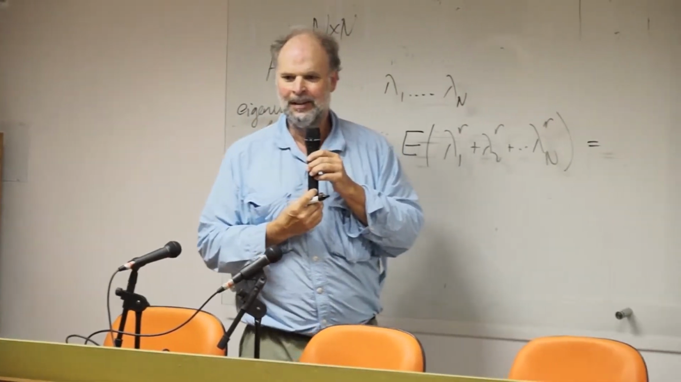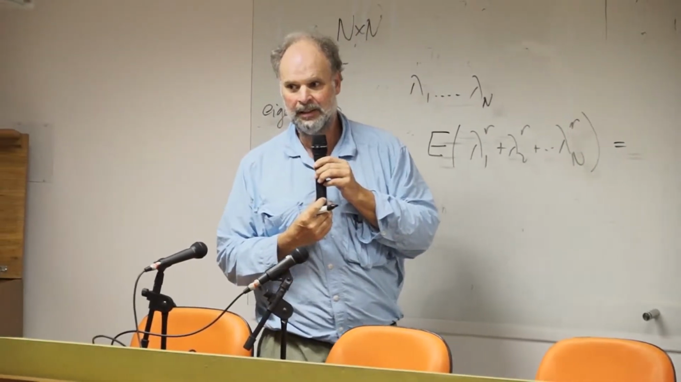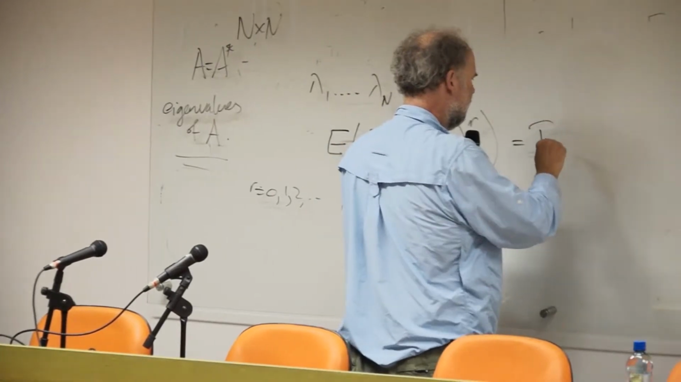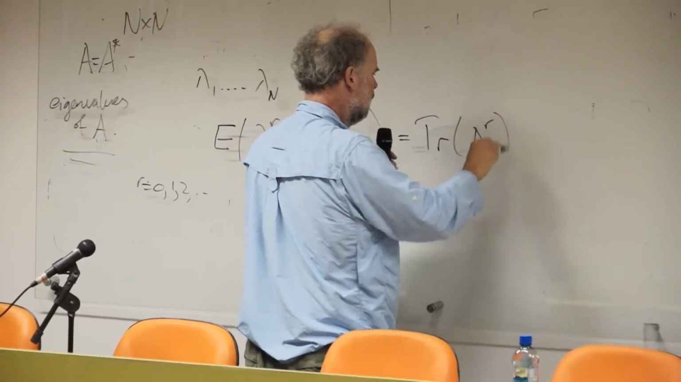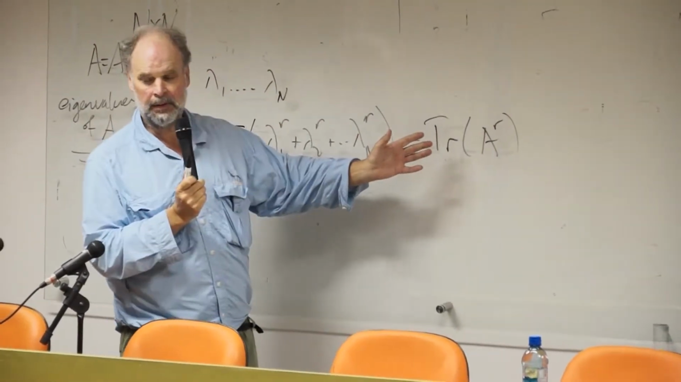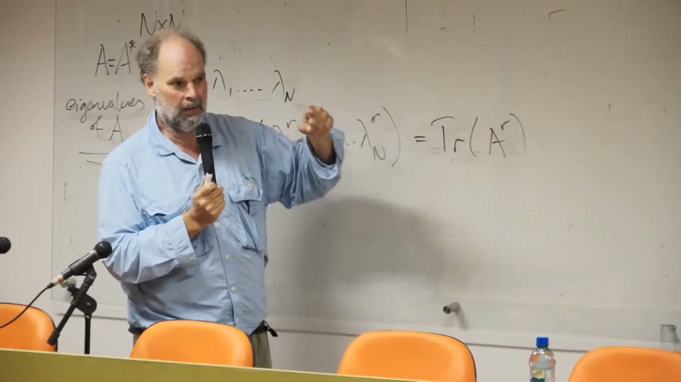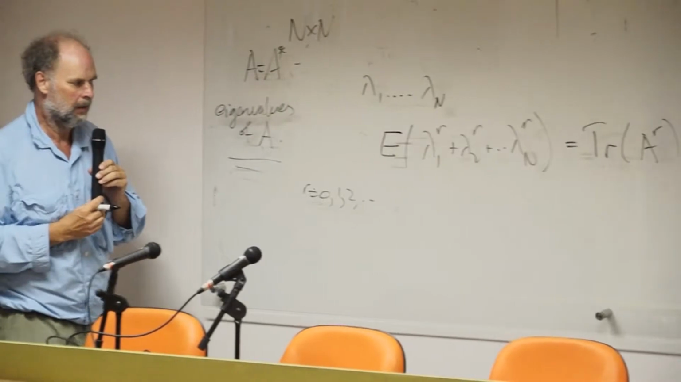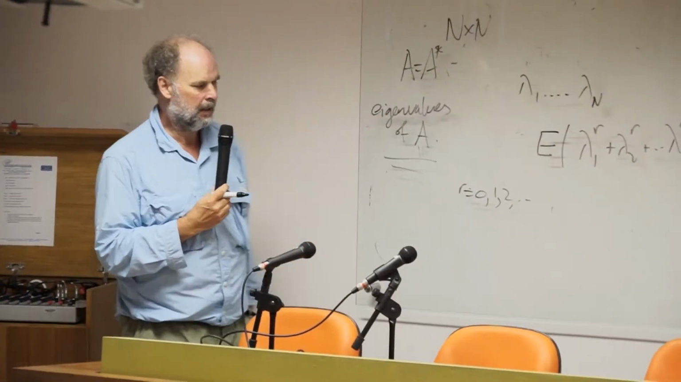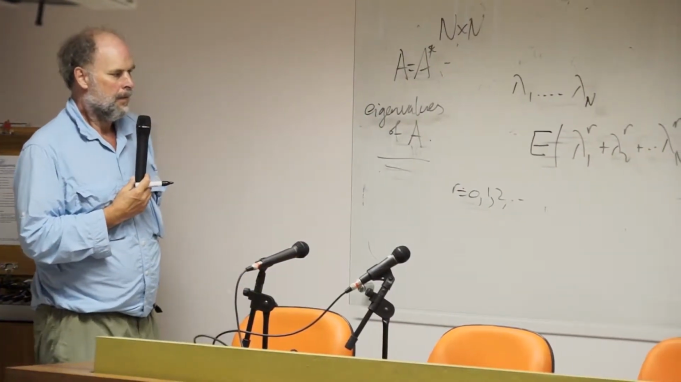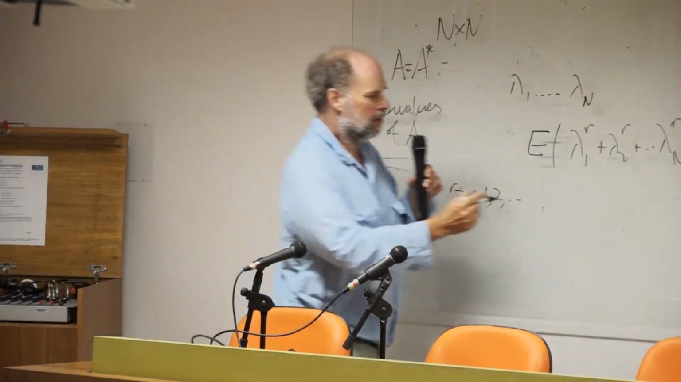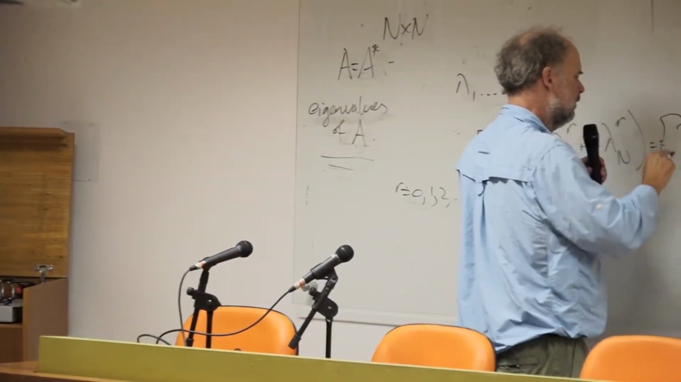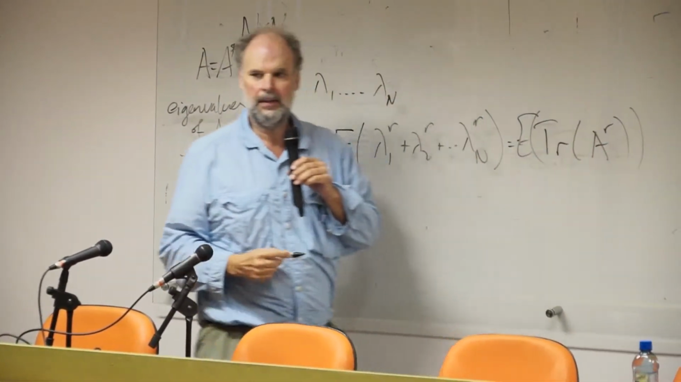Well, I've been softening you up for it, but you didn't know it. But that's the trace, isn't it? It's the trace of A to the r. And I write a capital T because this is the non-normalized trace. The other one, a little t, is because the identity was equal to 1. But here the trace of the identity would be capital N. Okay? So what we want to figure out is the expected value of the trace of A to the r.